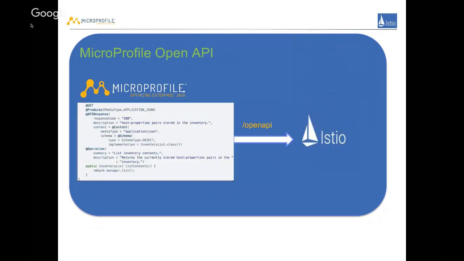For MicroProfile OpenAPI, on the left with these tags, you can specify the API response. You can give the description and also the operation. These are annotations of MicroProfile OpenAPI. It will automatically expose the endpoint /openapi, so you can browse it to find out what kind of services a particular microservice supports.